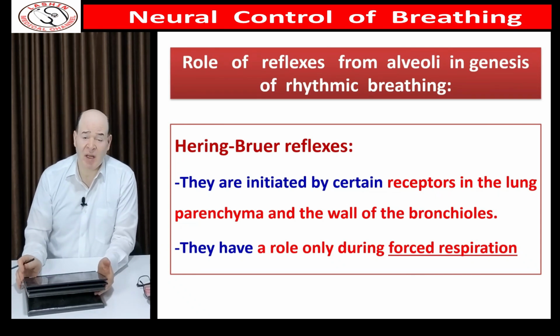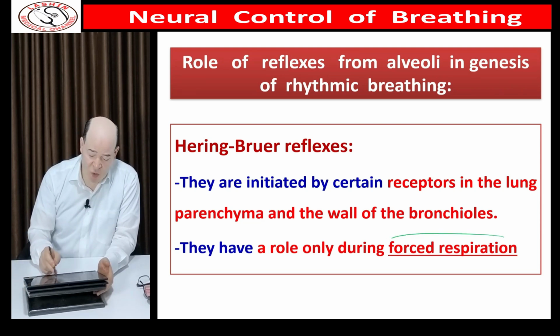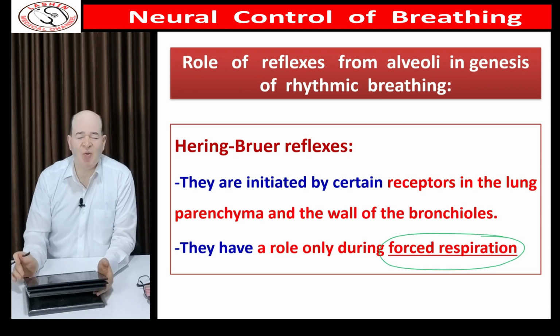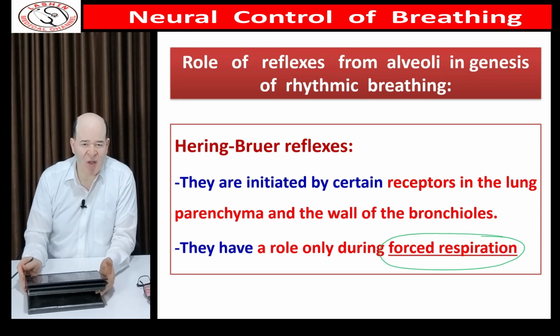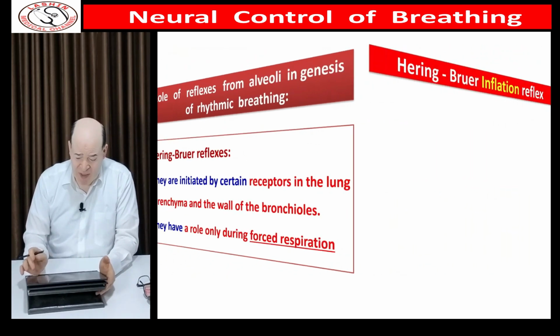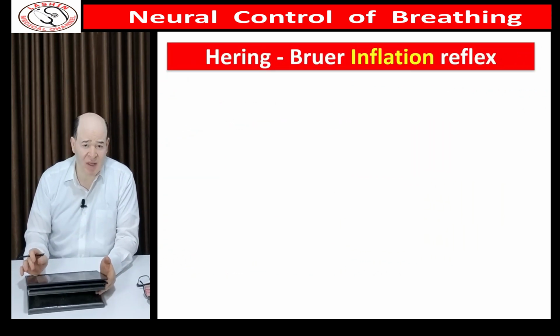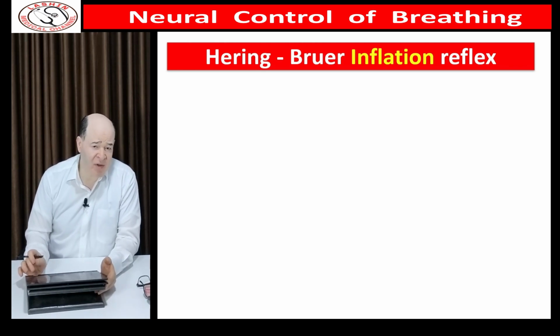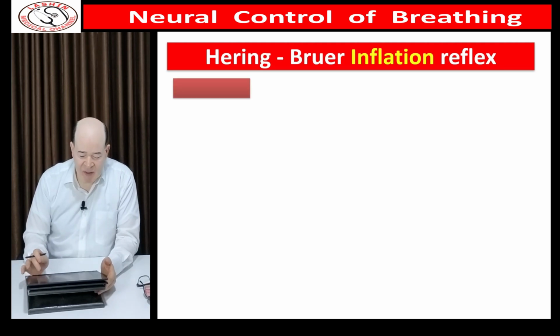What about Hering-Breuer reflexes? These reflexes have a role in regulation of the respiratory process. However, they are important only during forced respiration, during exercise. Hering-Breuer reflexes have no role under normal, quiet breathing, only when the lung is much distended, and this occurs normally with exercise. We have two reflexes: the Hering-Breuer inflation reflex that protects the lung against overinflation, and the Hering-Breuer deflation reflex.